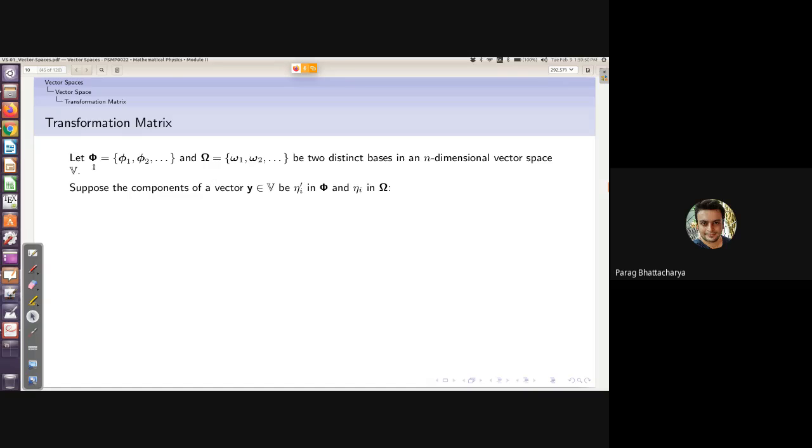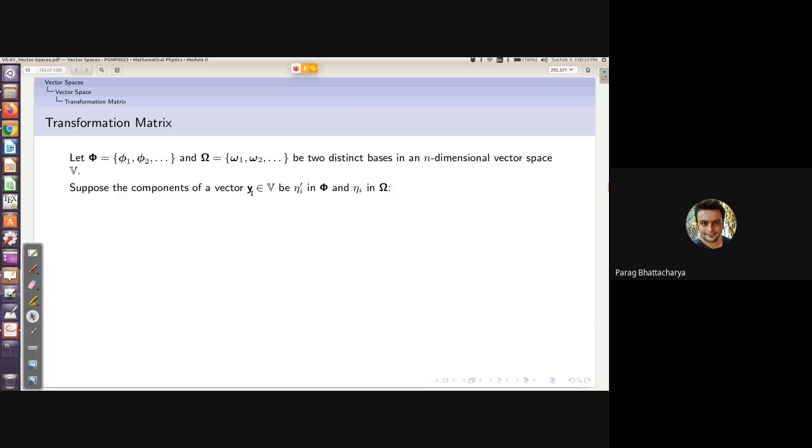Let us say I have two bases, phi and omega. These are two different bases: phi 1, phi 2, phi 3 and so on, and omega 1, omega 2 and so on. In an n-dimensional vector space, with a finite number of dimensions, there could be multiple bases. The only thing to keep in mind is that all the bases will have the same number of vectors. So we have these two different bases which span the same vector space.